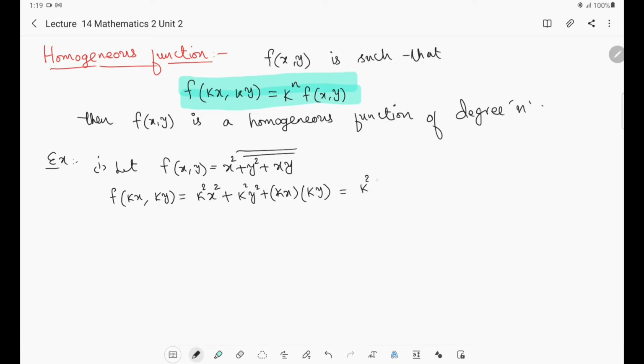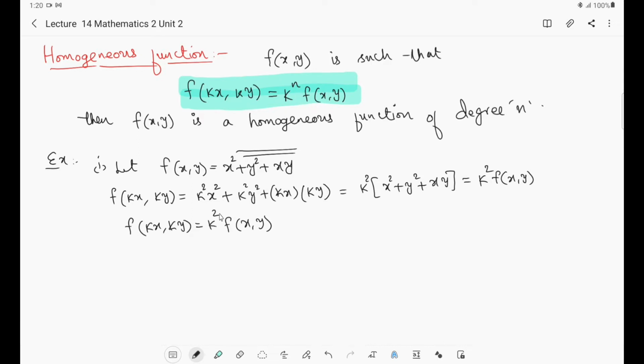Then what will happen here? See, k square can be taken out. If I take k square outside, what will remain? x square plus y square plus xy, which is nothing but k square into (x square plus y square plus xy). According to the definition of function, it is f of x comma y. So what we got here, f of kx comma ky is equal to k power 2 into f of x comma y, right? If this is true, then the function is said to be homogeneous of second degree.